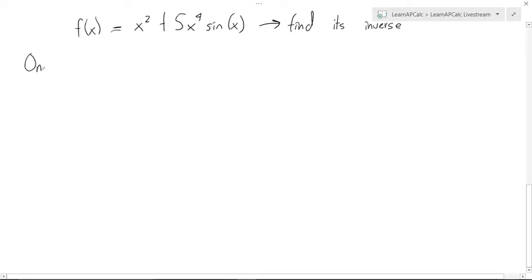So if we have a function, I'll just write f of x equals x squared plus 5x to the fourth sine x. Find its inverse. So here, if you remember the 1-to-1 rule, I'll write this in another color.